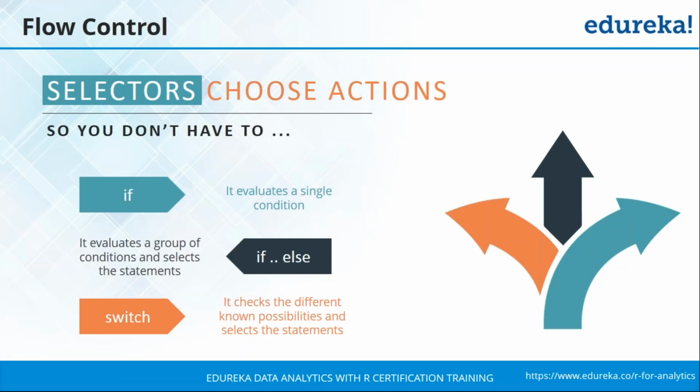Now, talking about selector statements, they have just a simple aim, that is they choose a certain set of operations after evaluating a condition so that you don't have to bother about the exact detail. Now, there are mainly 3 selector statements. You have if, else and switch.